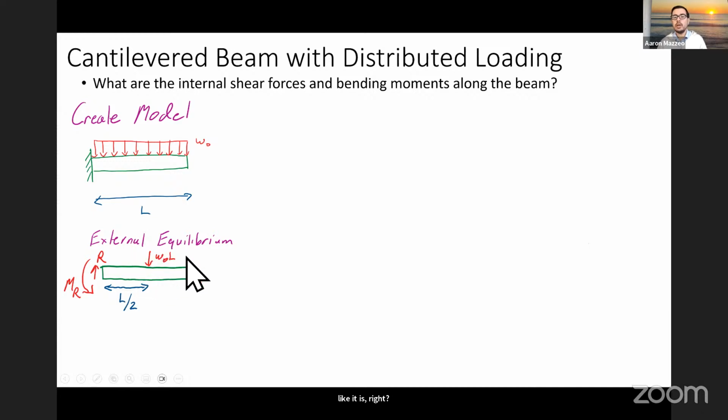What have we done here? Well, we've gone ahead and we've said that we can create an effective force, W naught times length, that's acting halfway along the beam. This is a very convenient technique to use, especially when we have the opportunity to perform external equilibrium. Now let's run the equations themselves.